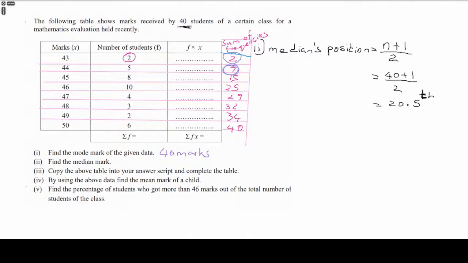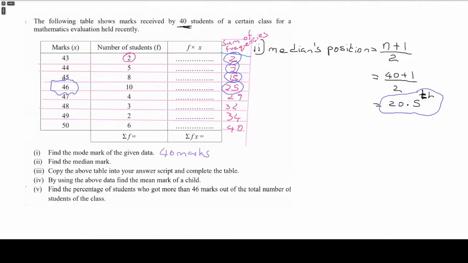So what is the student that we are searching for? We are searching for the student who is there in the 20.5th position. So to which row would the 20.5th position student belong to? The first row is finishing with 2. The second row is finishing with the 7th position. Third row is finishing with the 15th position. And fourth row is finishing with the 25th position. So what does this 25 mean? From the 16th position to the 25th position, who's going to be there in the queue? The students who got 46 marks.